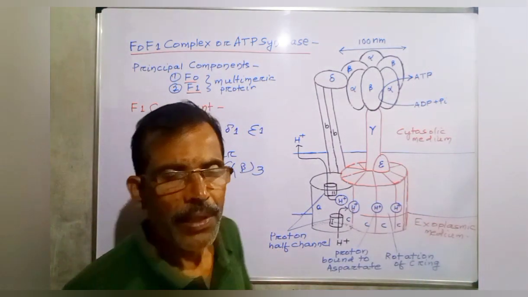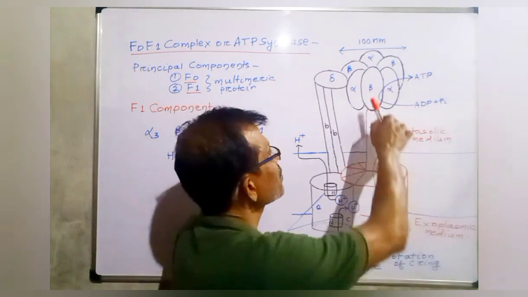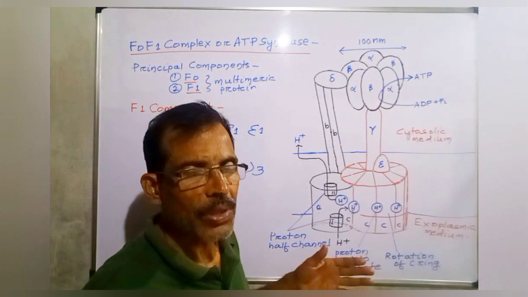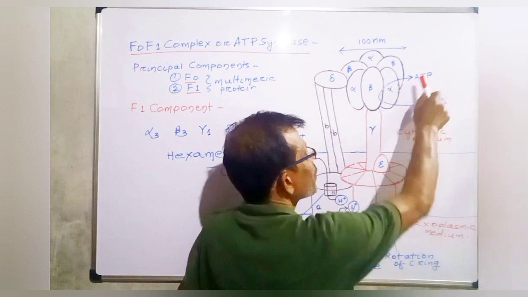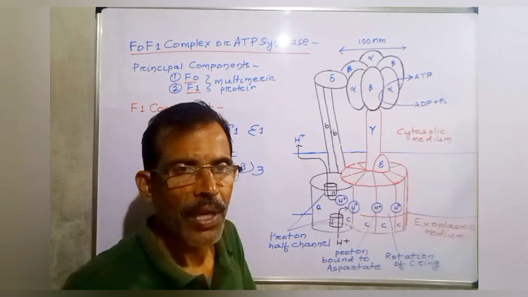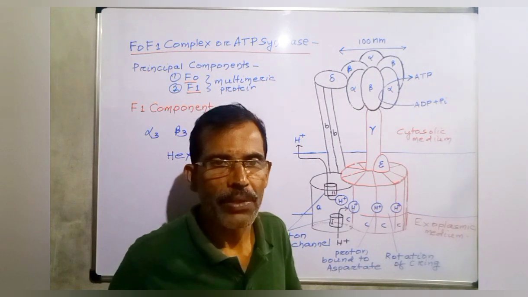a unit. This causes conformational changes in the beta subunit of the hexamer, which leads to the synthesis of ATP from ADP and inorganic phosphate. So friends, this is all about FoF1 ATPase and its mechanism of action.